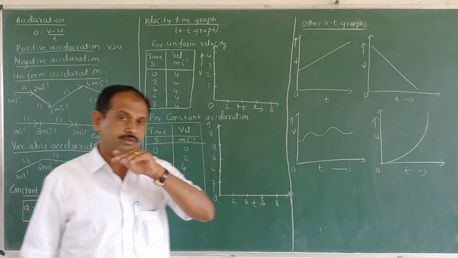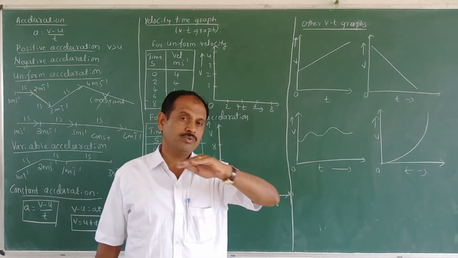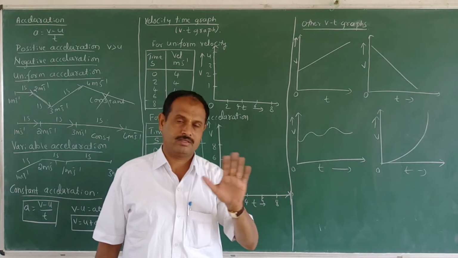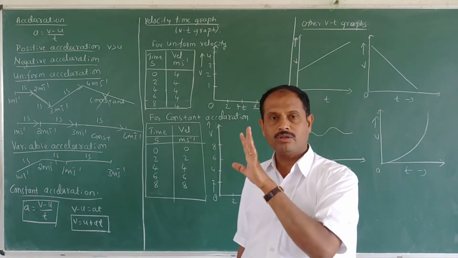It means it is moving with a constant velocity. It means uniform velocity. There is no change in the velocity, there is no acceleration. But you have to draw the VT graph.